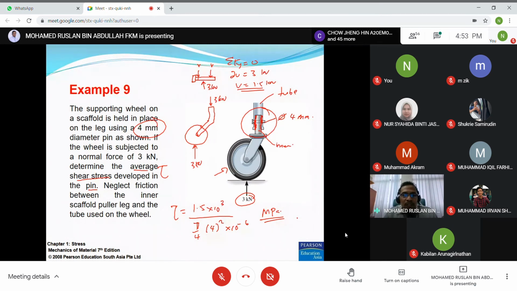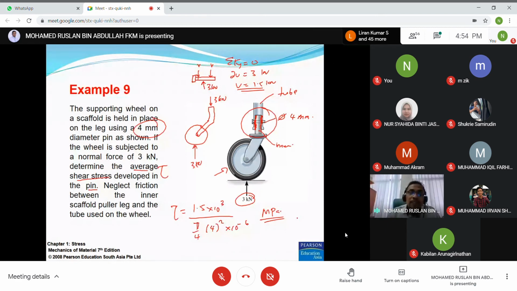Anything you want to ask me about this example before we go to the next one? Any question? It looks very simple, because you have to think about this.